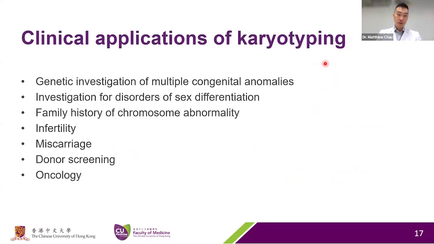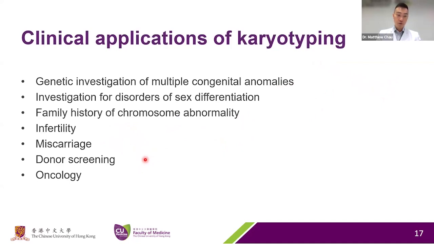So karyotyping is useful for the investigation of individuals with multiple congenital anomalies. They are also useful for disorders of sex differentiation. If the family has a chromosome abnormality that is known, we can also use chromosome analysis to investigate different family members. It's also useful for infertility to look for rearrangements such as balanced translocations, and miscarriage as well. There may be aneuploidies that we can detect.